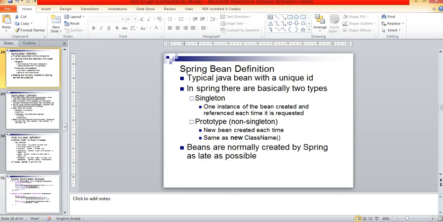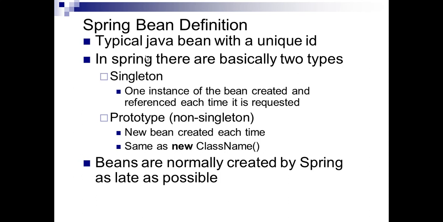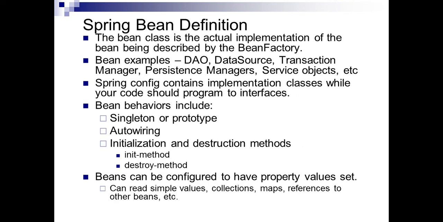Then in Spring there are basically two scopes, singleton and prototype. With singleton, one instance of the bean is created and loaded whenever requested. With prototype, a new bean is created each time. So there are two different ways, singleton and prototype. Singleton is created one time and loaded whenever requested, and prototype creates a new instance whenever requested. So beans are normally created by Spring as late as possible.